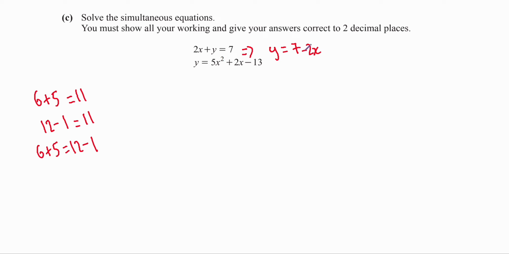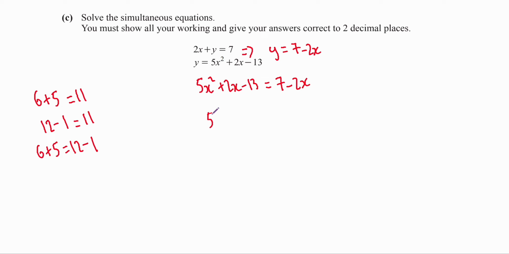You're saying 7 minus 2x is equal to y, and then you're saying 5x squared plus 2x minus 13 is equal to y. So what you're really saying is that 5x squared plus 2x minus 13 is equal to 7 minus 2x. Using this logic, because if this is 11 and this is also 11, then they should be equal to each other. And if this is equal to y, and this is also equal to y, then they should also be equal to each other. Well, now you can rearrange.